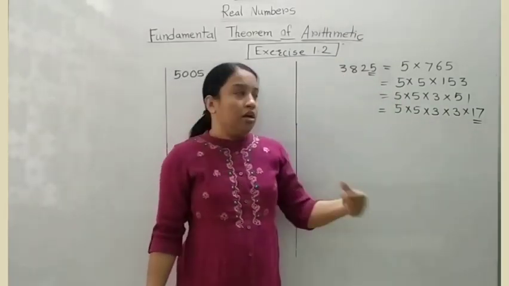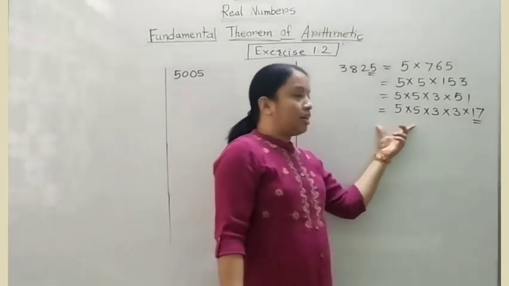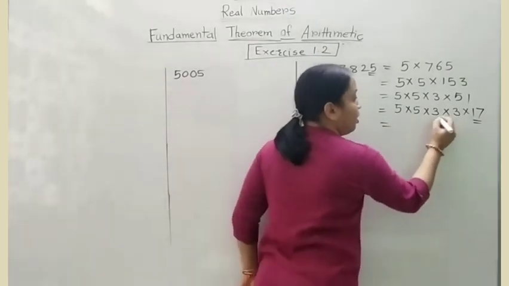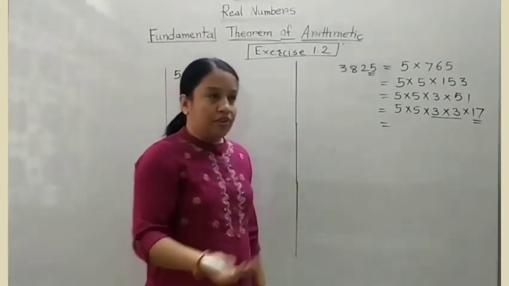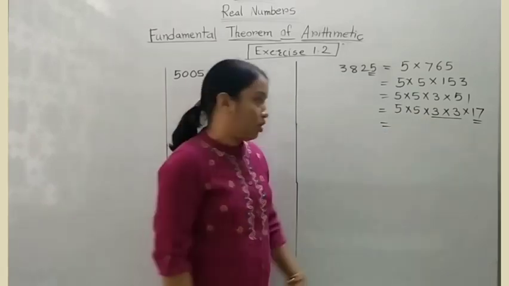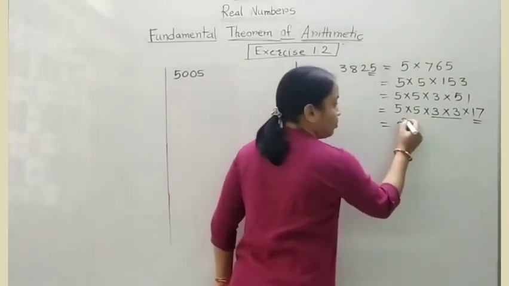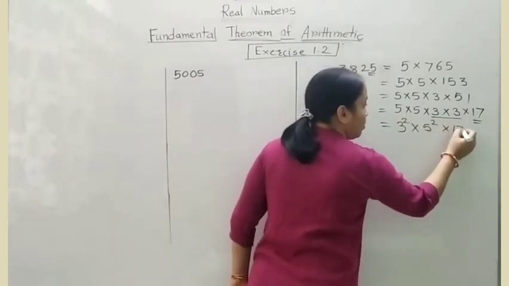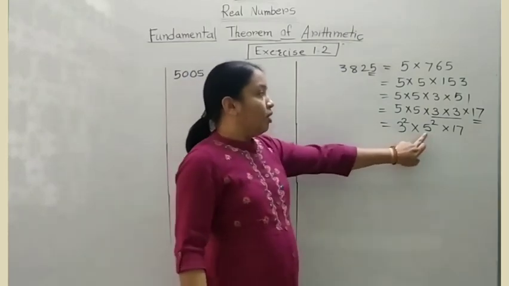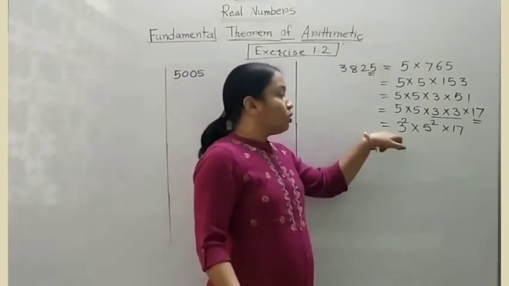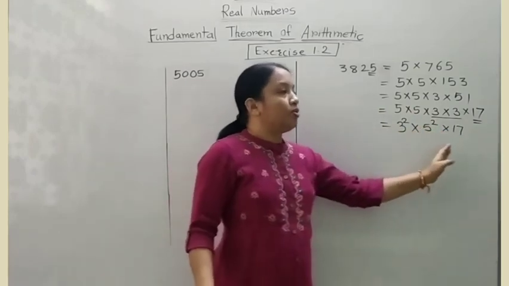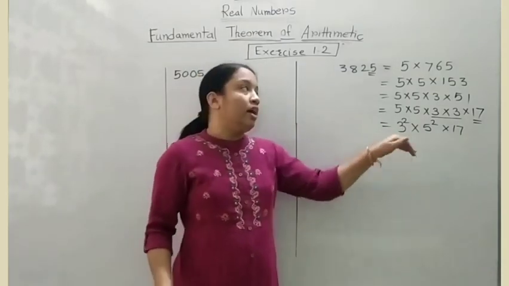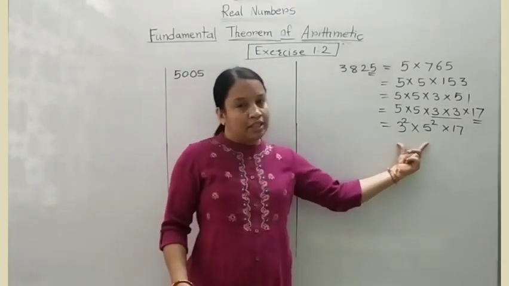Just one rule is there: always arrange the prime factorization in ascending order of the given factors, so you write 3 first. It is conventional. If you want to write it the other way, it is also okay. Now I will write 3 two times, 5 two times, into 17. As 3 is smaller, arrange the prime factors in ascending order and write in power form, as you are in 10th standard. In this form it is expected.